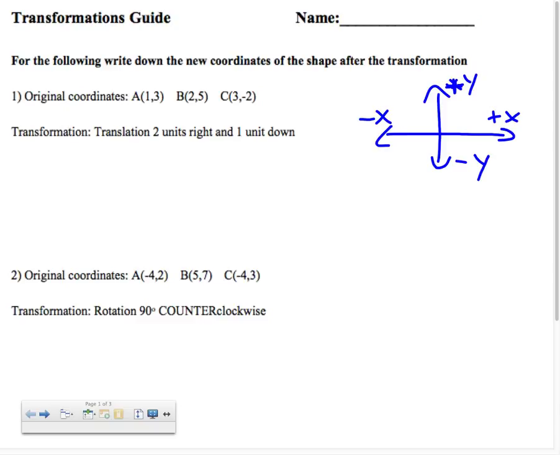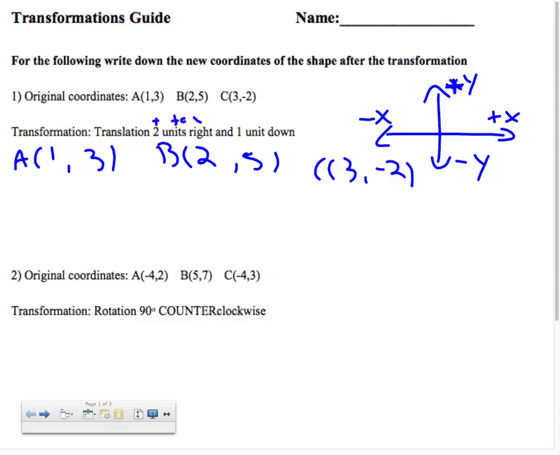So if we have our points here, we'll list them out. We'll call them A, 1, 3, B, 2, 5, and C, 3, -2. We want to go 2 right and 1 down. That means we're going to add to the x and subtract from the y. Again, down being subtract and right being add. So add 2 to all the x's and subtract 1 from all the y's.